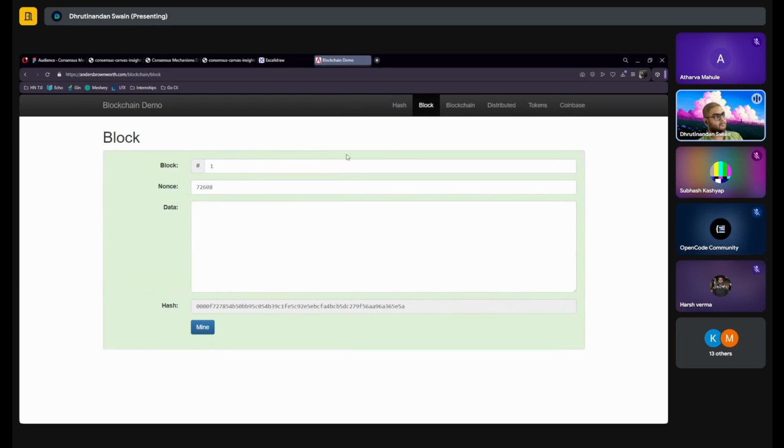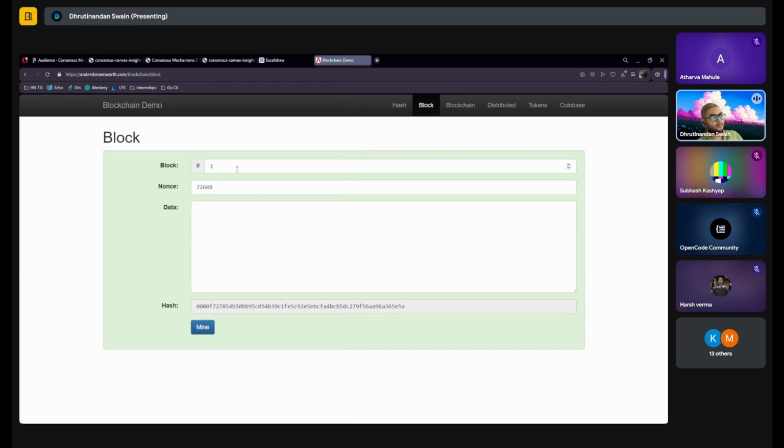Like here is the block. Let's suppose it's block one. It's a very wonderful site you can visit. This site has been used by many blockchain educators for demonstrating the working of blockchain as well. Using this site, you can actually understand how this works.